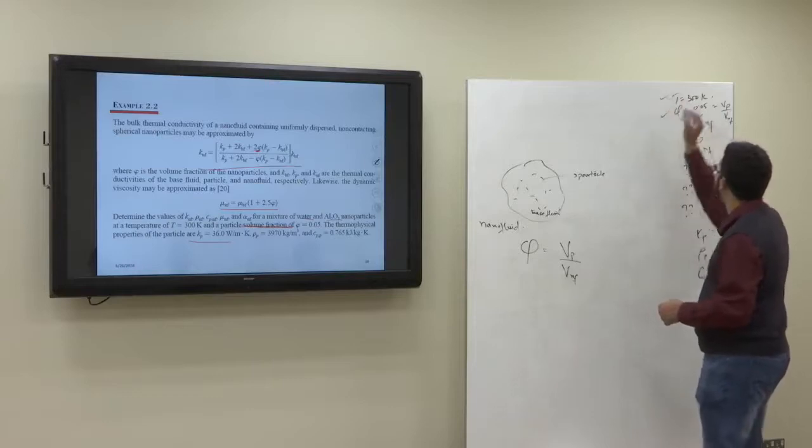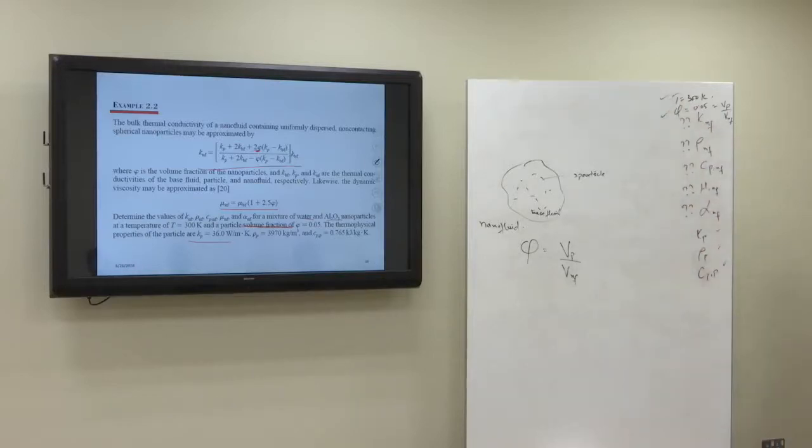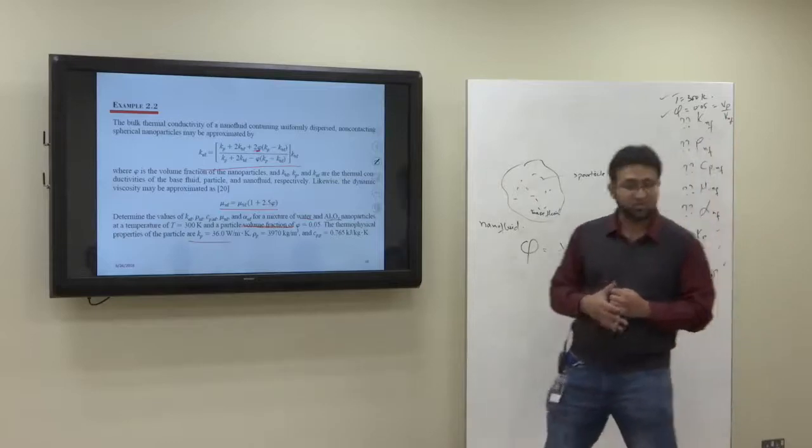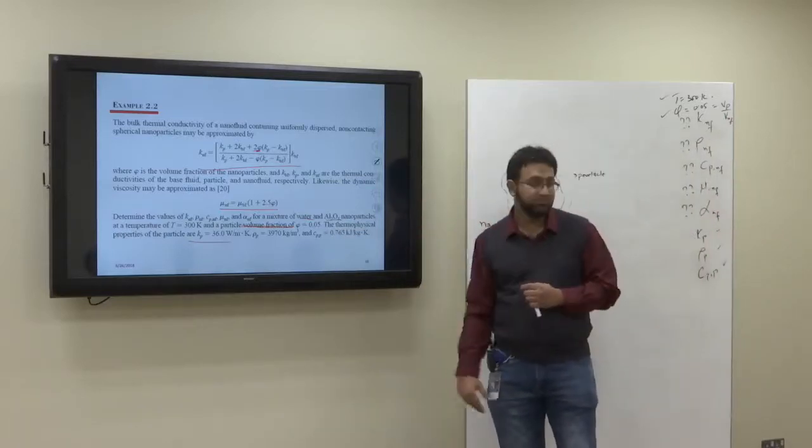This is given, this is given. Is it clear? So temperature given, Knf you need to find, rho Nf you need to find, Cp Nf you need to find, mu Nf you need to find, alpha Nf you need to find, Kp is given, rho p is given, Cpp is given, and temperature is given, it is 300 Kelvin. Since the temperature is given 300 Kelvin and you know that your base fluid is water.